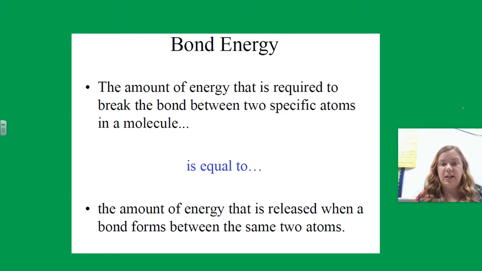So what we need to think about here, when it's released, we've got exo. When we express the energy, it's going to be negative something kilojoules per mole. Okay. The amount of energy required to break the bond is going to be endo, because that energy is being taken in. It's going to be a plus something kilojoules per mole, whatever that amount would be here.